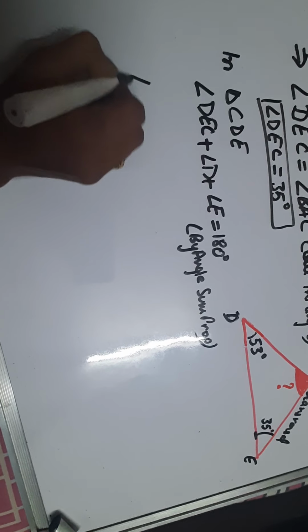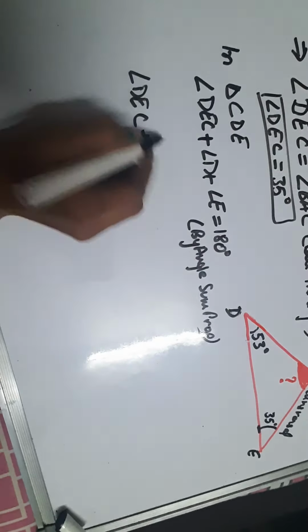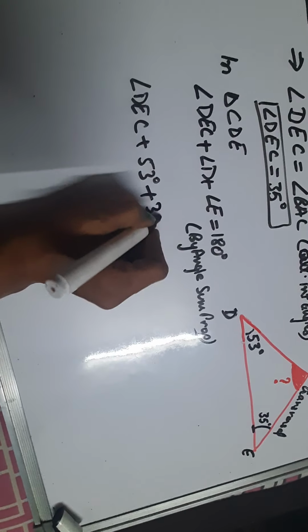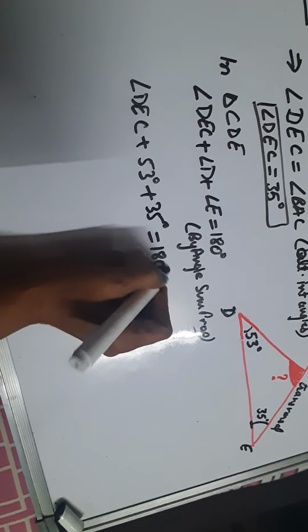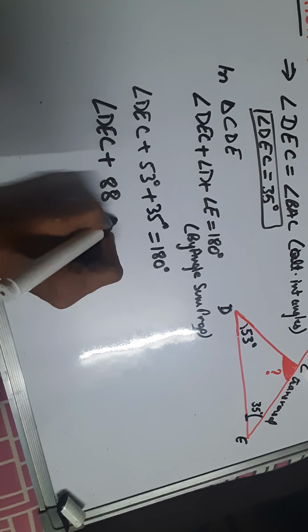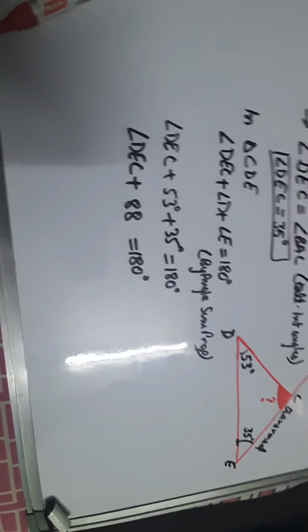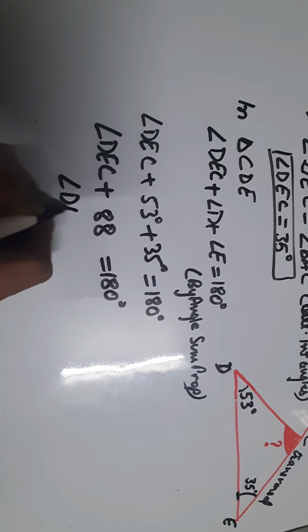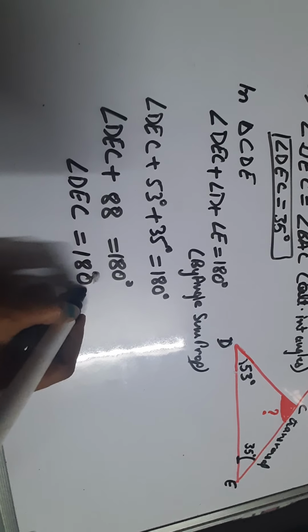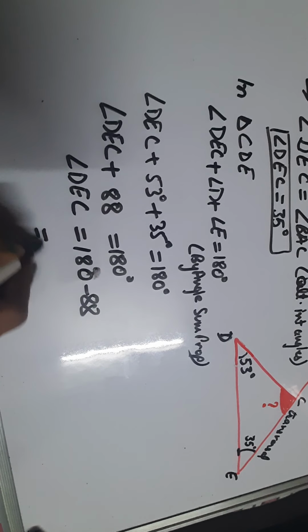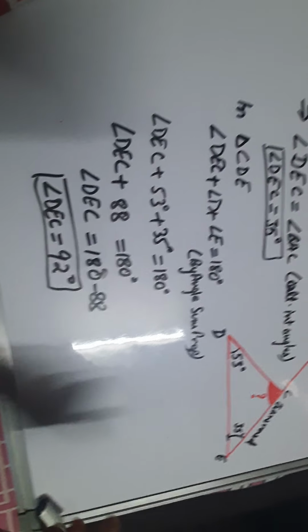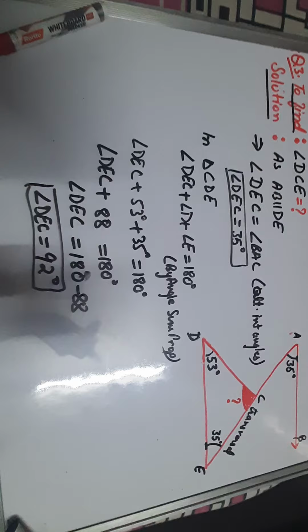So here this is the angle we need to find out. Angle D is given to us as 53 degrees. Angle E we got from here as 35 degrees, and the sum is equal to 180 degrees. So from here we can easily get the third angle of triangle CDE. So angle DCE is equal to 180 minus 88. So that is 92 degrees. So in this way you can see the solution to the question is so easy.